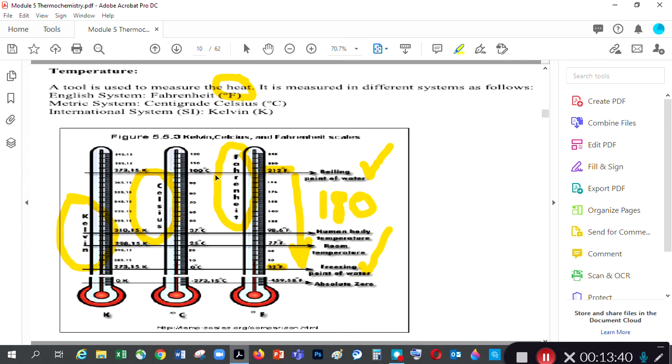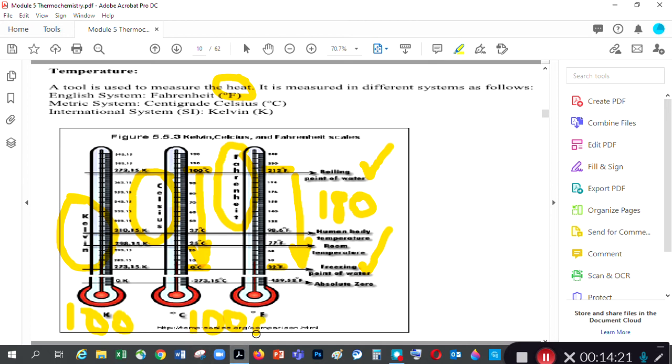In the centigrade Celsius, it started with zero: H2O freezes at 0 degrees and boils at 100 degrees. So the difference is 100 degrees Celsius, correct? And in the Kelvin, we started with the freezing point of H2O, which is 273.15 Kelvin, the start. And H2O boils at 373. The difference in the system is 100 Kelvin.